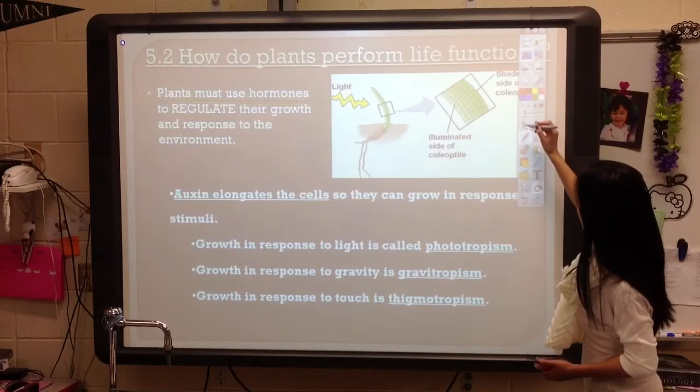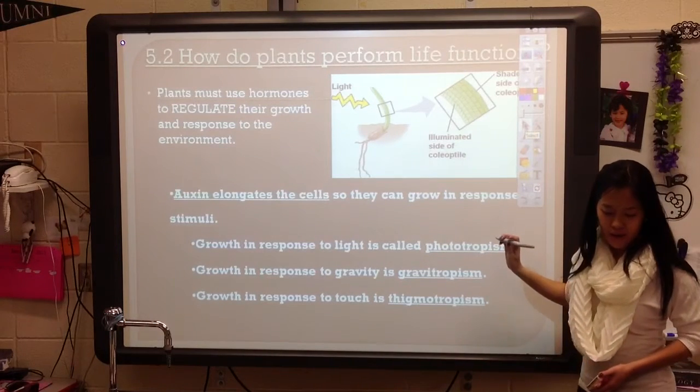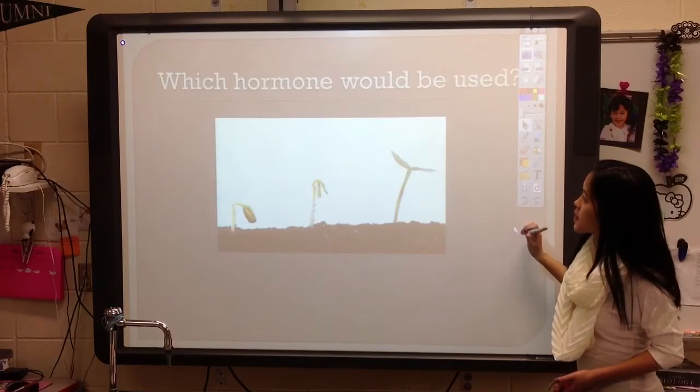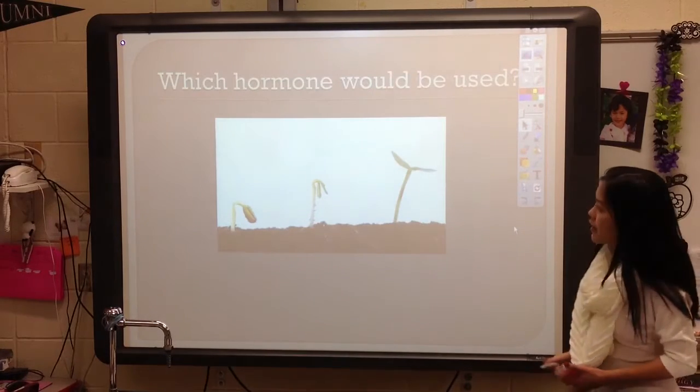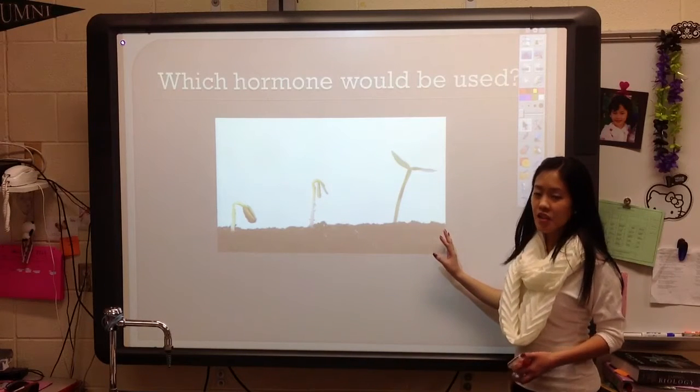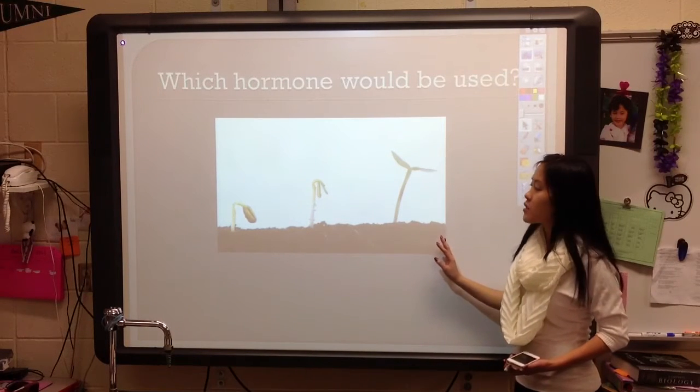Now, moving along, we are going to move on to our next function. But before we do that, I did want to give you a couple more examples of some images and let you think about what hormone is being used.